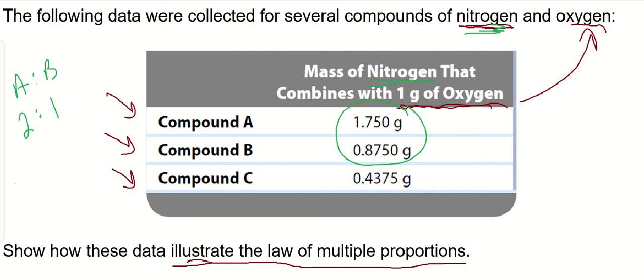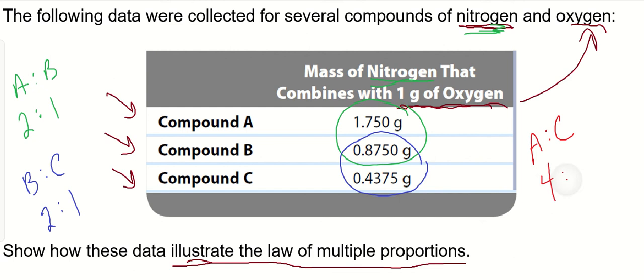Now let's go A to C. A little more easier to see is B to C. So let's do that. B to C, between these two compounds, there's twice as much nitrogen by mass than the nitrogen in compound C. So hopefully you can see that between A and C, actually, let's pick up. So between A and C, right, because A to B is 2 to 1 and B to C is 2 to 1, then A to C is 4 to 1.